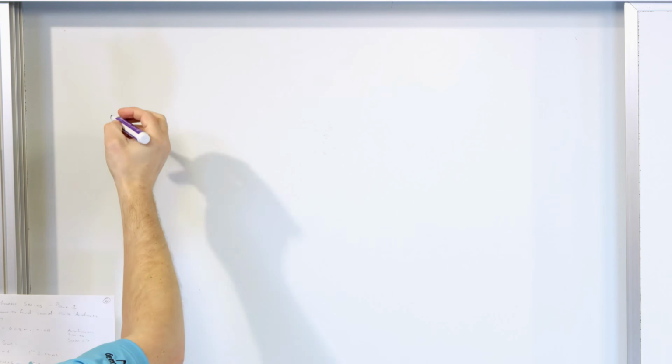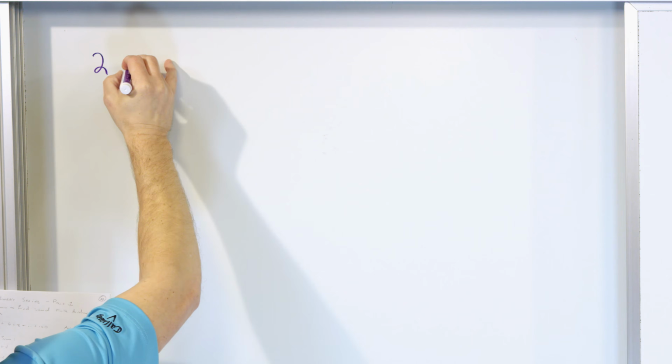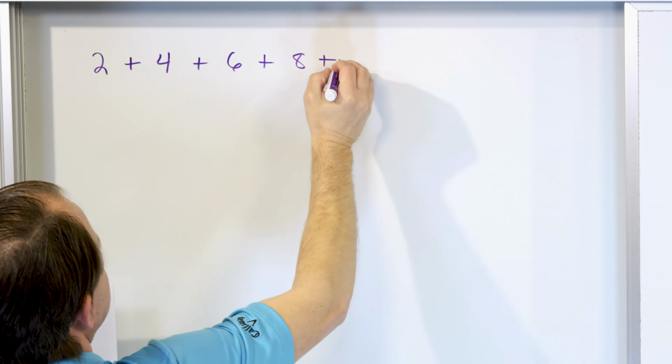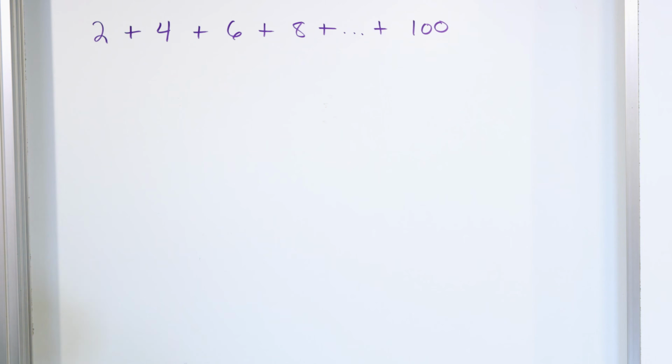So we want to talk about the concept of an arithmetic series. Let's go back and pick a very simple one so that we can talk about something concrete. Let's talk about the arithmetic series that looks like this: 2 plus 4 plus 6 plus 8 plus ... plus 100. Now, how do you know this is an arithmetic series?